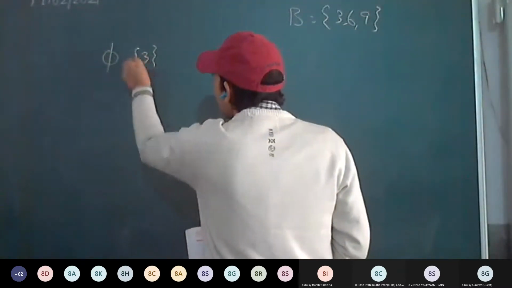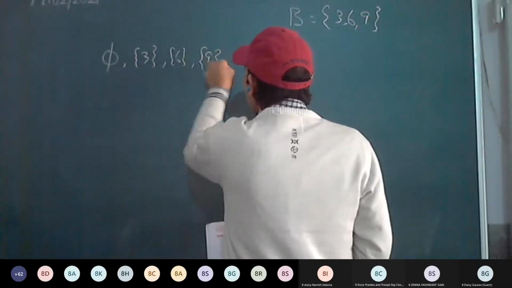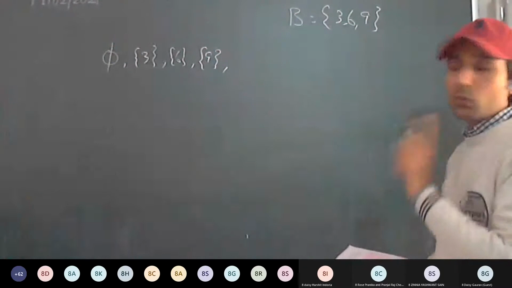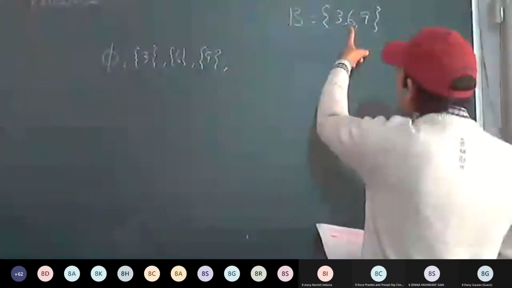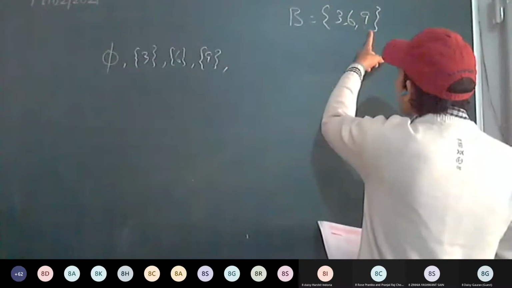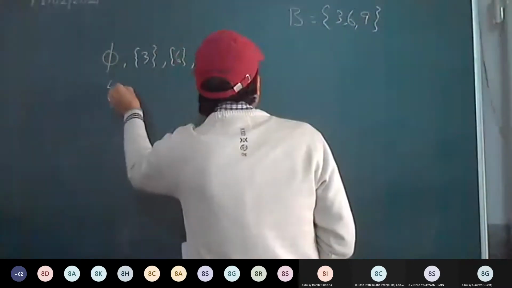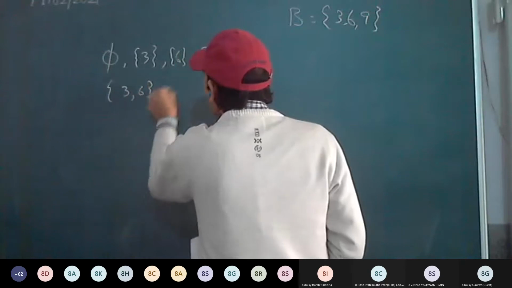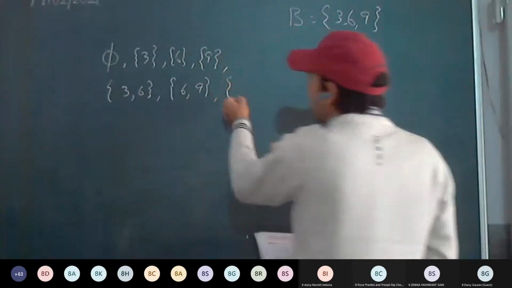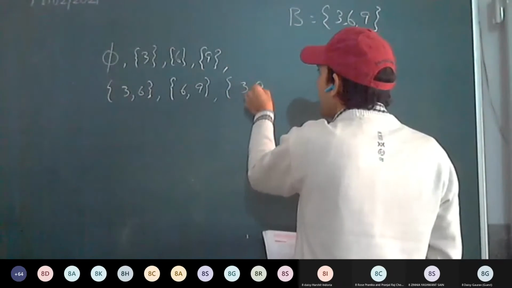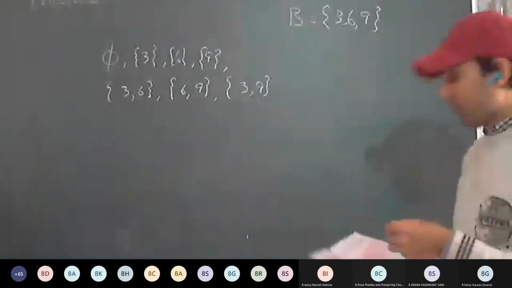3, 6, 9. Those are the single element sets. Now two elements. We take 3, 6, then 6, 9, then 9, 3 or 3, 9, they are the same. It doesn't matter how we arrange them in the set. Any way we can arrange.